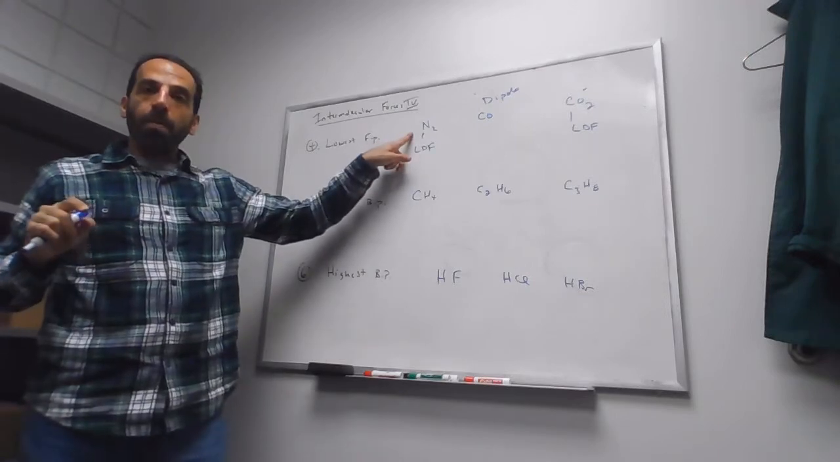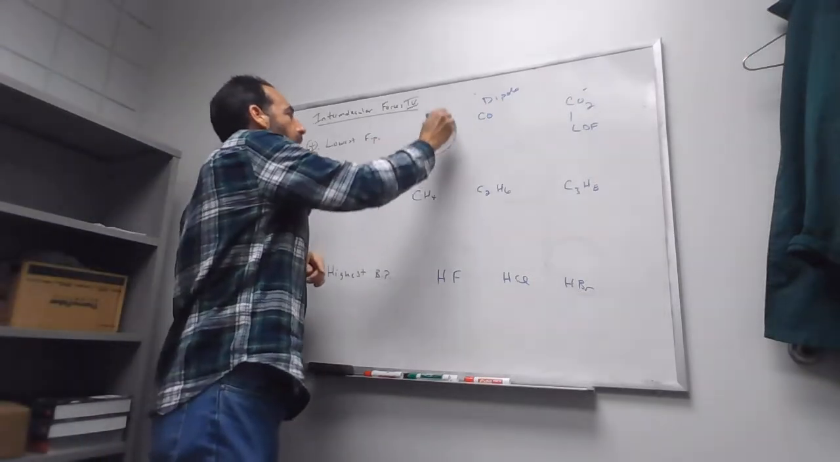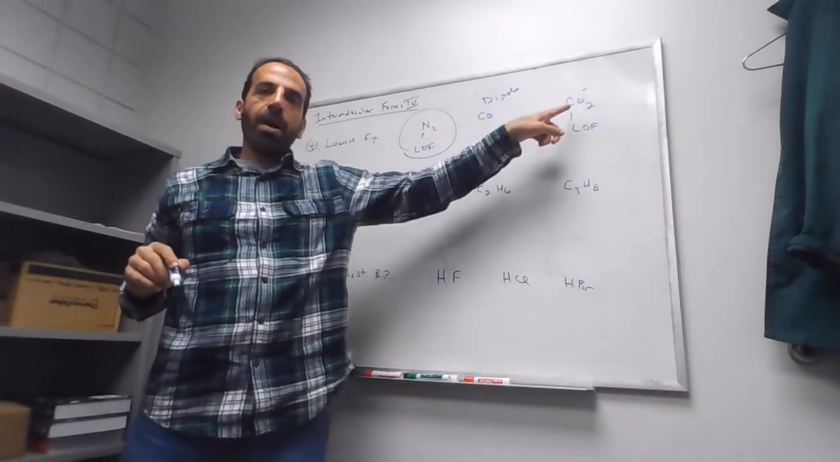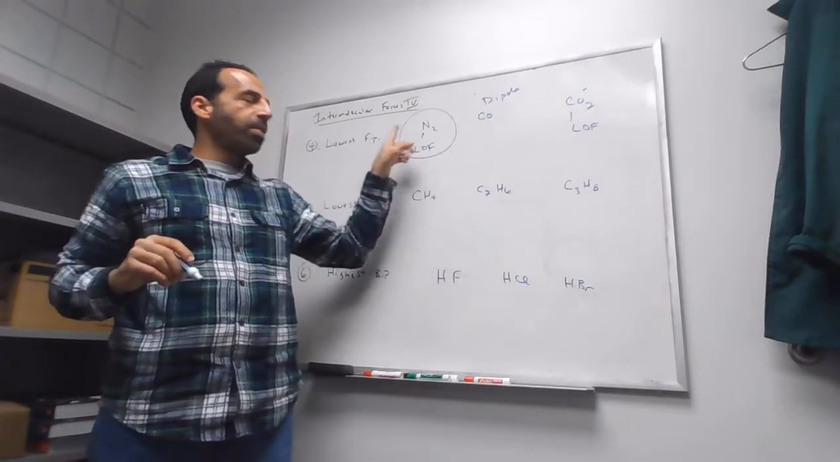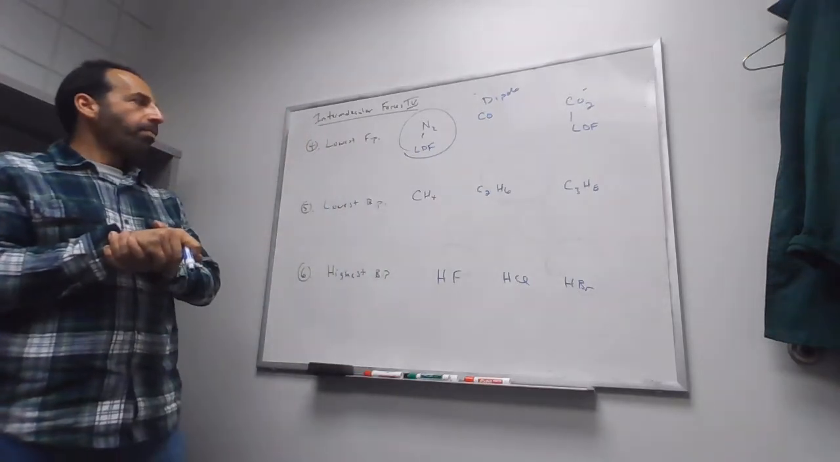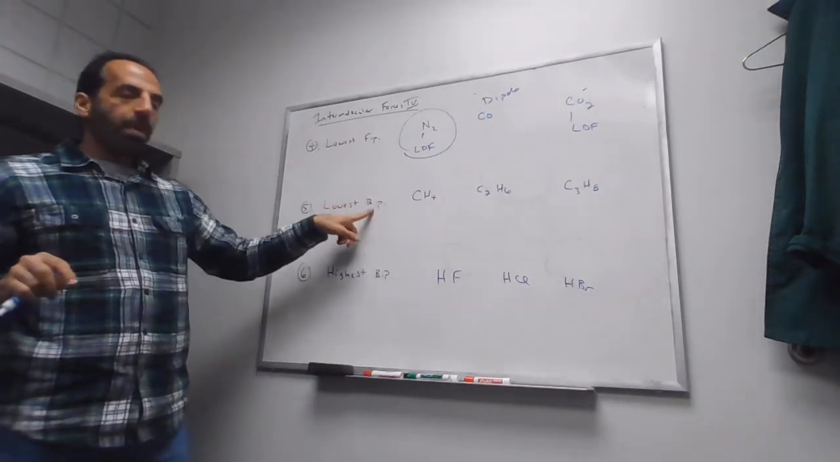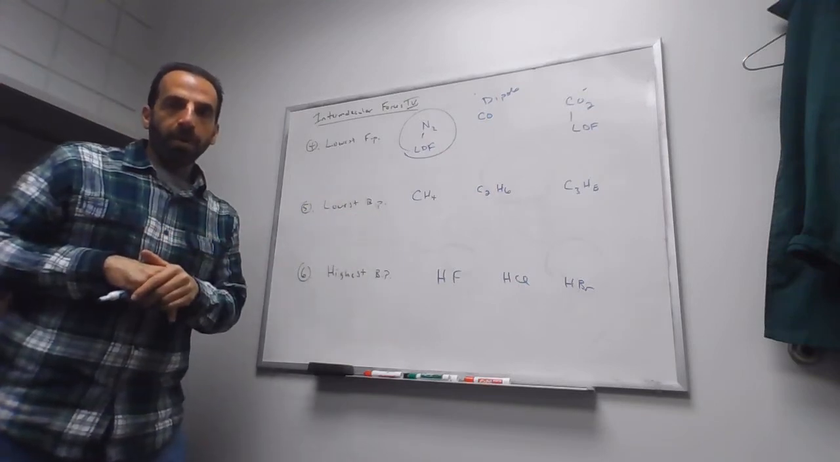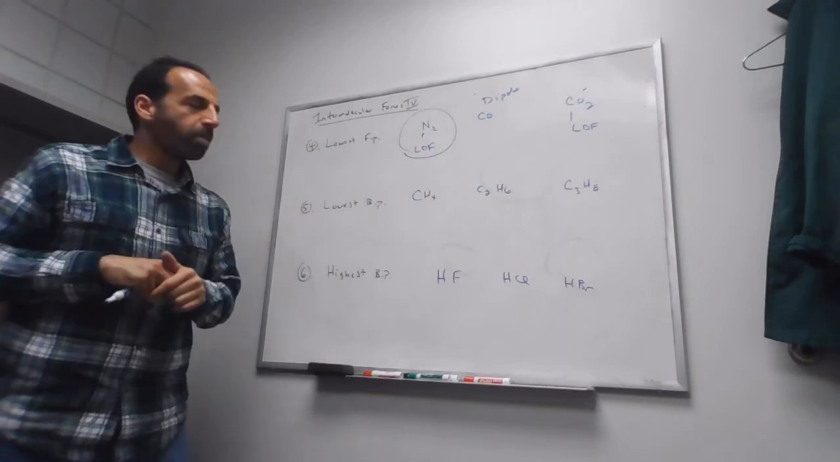This is smaller, lower molar mass, so this will have the lower freezing point. This has a lower molar mass than carbon dioxide. Carbon dioxide is around 44. This is about 28. So nitrogen will have a slightly lower freezing point. Lowest boiling point, again, the weaker the intermolecular force, the lower the boiling point and freezing point is going to be.